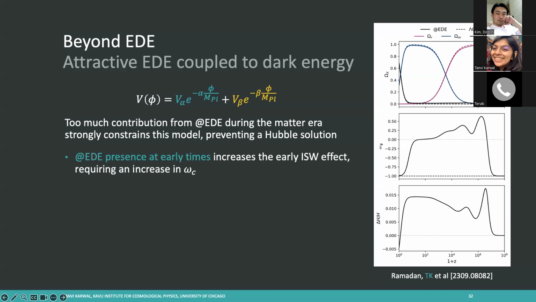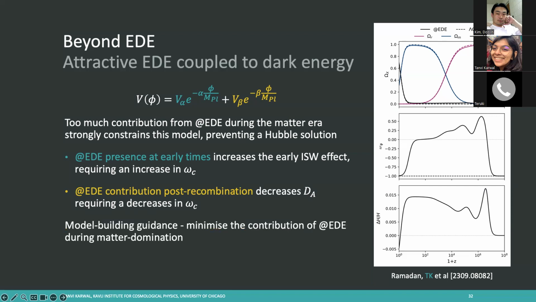When early dark energy pops into the early universe, it creates an early integrated Sachs-Wolfe effect. It makes your gravitational potentials decay, which boosts power in the cosmic microwave background. If this is not making too much sense to you, it's fine, it doesn't matter too much, but essentially, the presence of early dark energy at early times requires an increase in your dark matter density. But if you have early dark energy also contribute to the late universe, this is going to require a decrease in your dark matter density. You cannot satisfy both at the same time, so this model doesn't wind up working very well and doesn't provide a good fit to data.